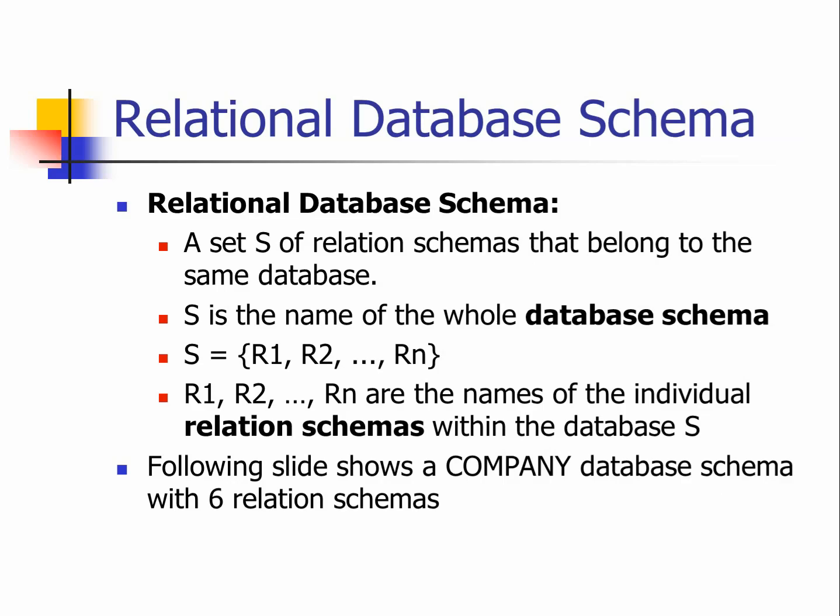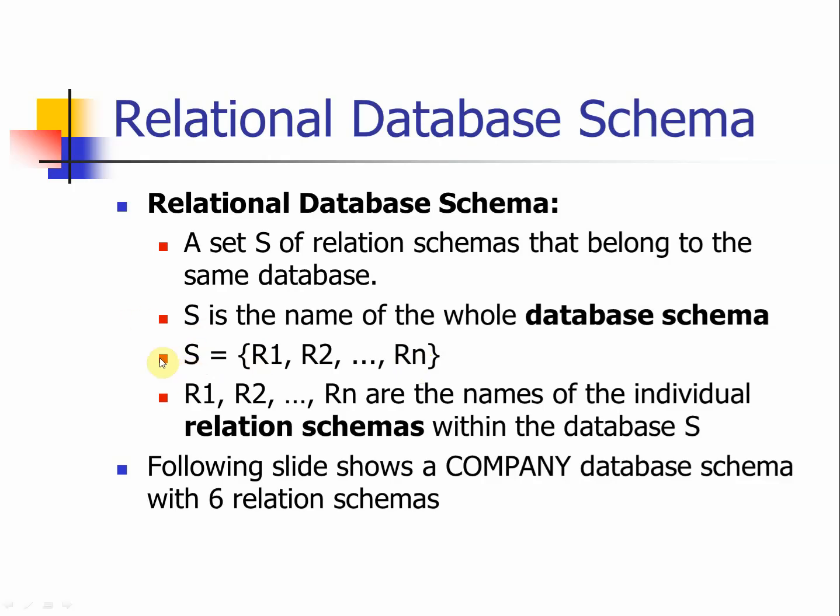So to design or to understand a relational schema diagram, we are very close to it already. A relational schema diagram consists of the following things. A set S of relations, so we will have multiple relations, indicating we will have multiple tables. S is the name of the whole database schema, where S equals relation 1, relation 2, until relation n, which indicates that S in our company example is the company database. So a company database is composed of different tables, including employee, department, projects, as well as dependents, for example.